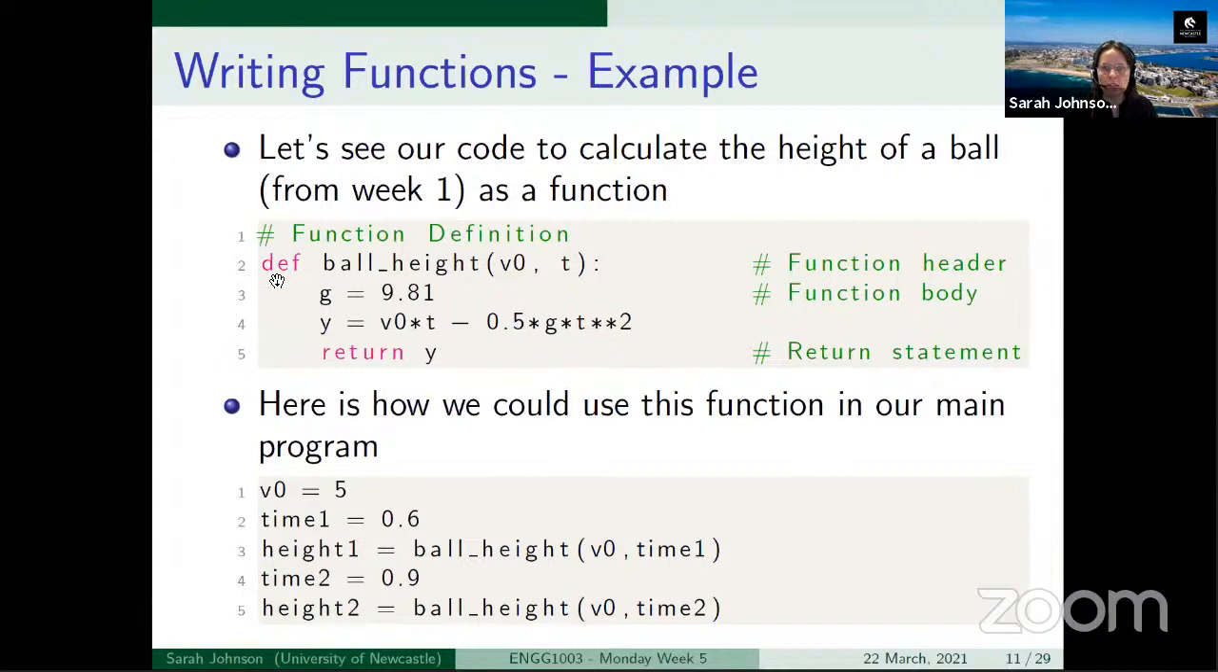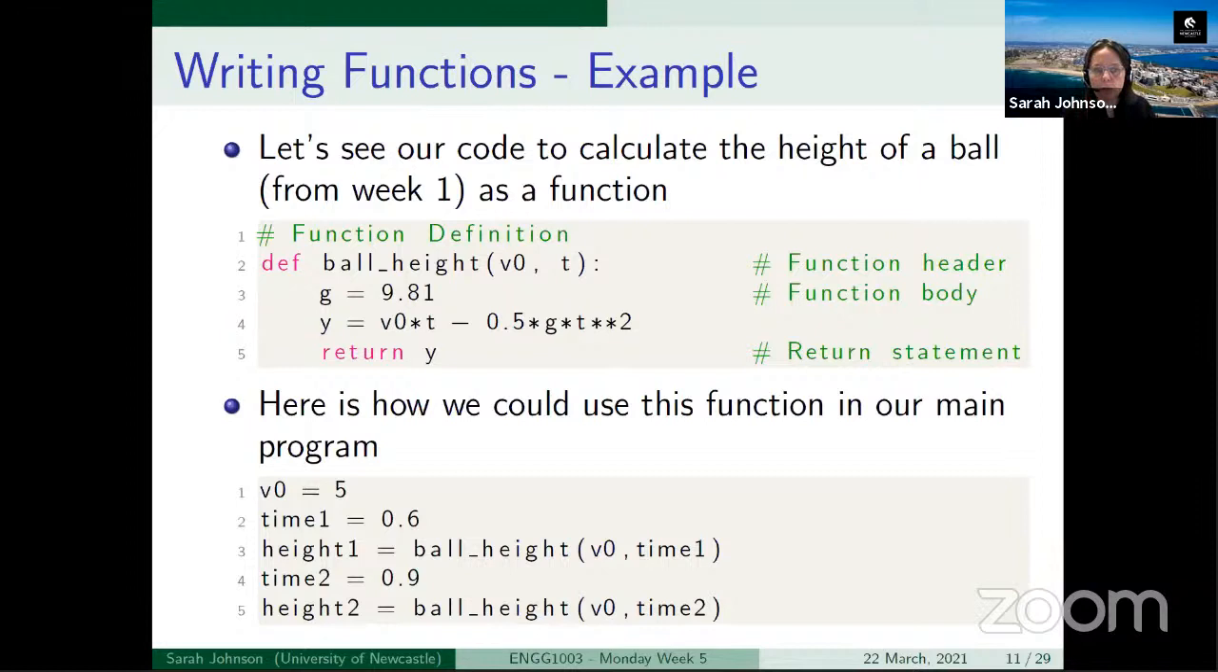Then the function name, which can be whatever you want. I'm calling it ball height. Open brackets, and then a comma separated list of all of the parameters that this function is going to need to know in order to calculate the result that's needed. Close brackets once you finish listing all of the parameters, and then a colon. So that is what's called the function header, and it tells Python that coming up next is the definition of what my function ball height is going to do.